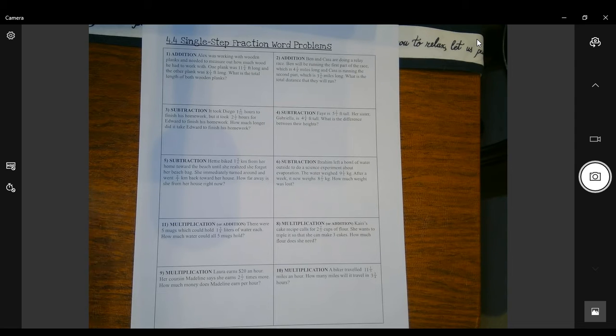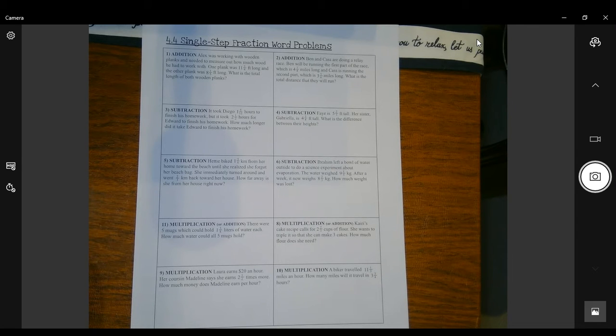All right, number one says Alex was working with wooden planks and needed to measure out how much wood he had to work with. One plank was 11 and 3/4 feet long, and the other plank was 8 and a fifth feet long. What is the total length of both wooden planks?